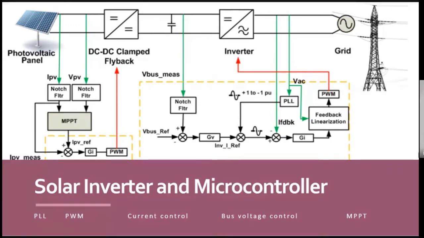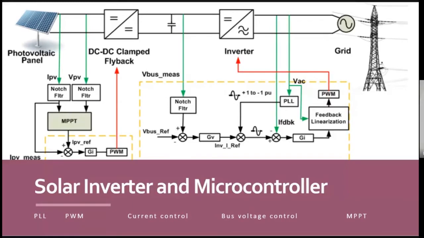In that case, a lot of features are needed, because the grid is continuously oscillating at 50 Hertz or 60 Hertz. We have to run along with the grid. That means at every instant we should follow the current and voltage of the grid. That means it should be synchronized. That synchronization is done by a PLL, phase lock loop.